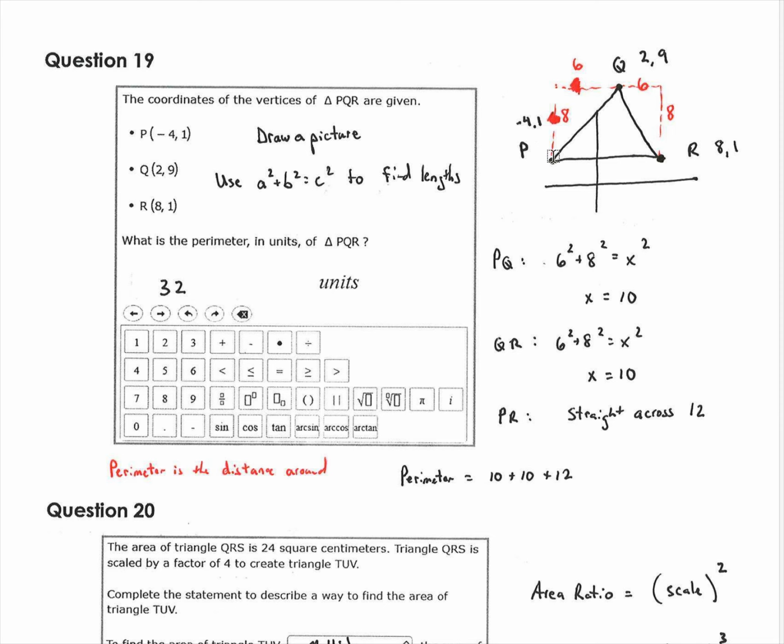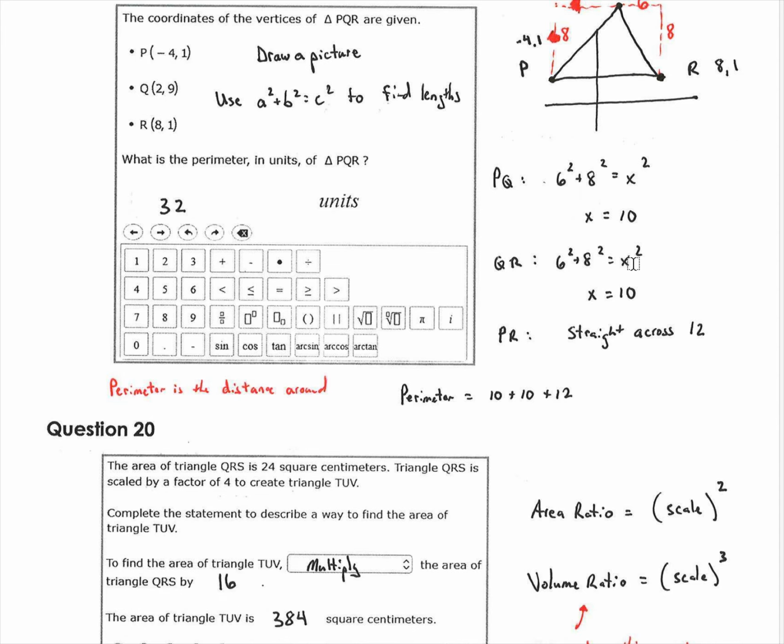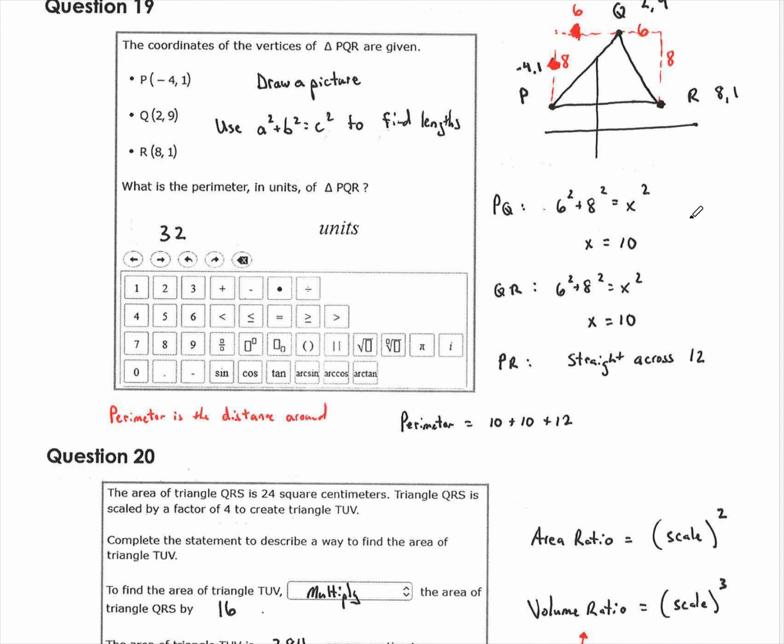So if you're at P, you go 8 up and 6 over. If you're at Q, you go 6 over and 8 down to R. And so both of these lengths are the same because they're both 6 by 8. And I did show that, but 6 squared plus 8 squared equals x squared. We know that the 6, 8, 10 triangle is a nice easy one. So that means that this is 10 and this is 10.